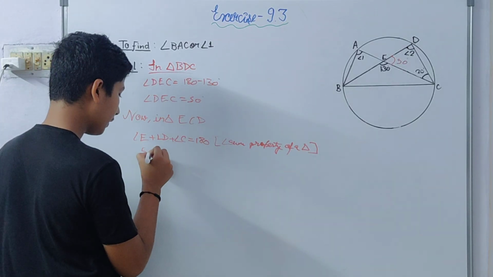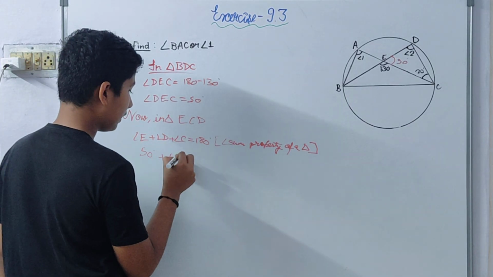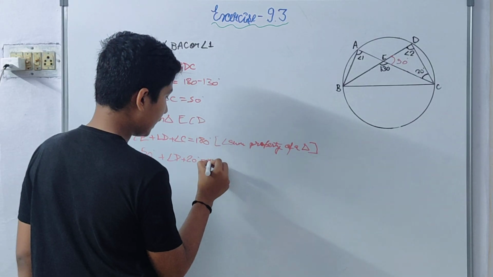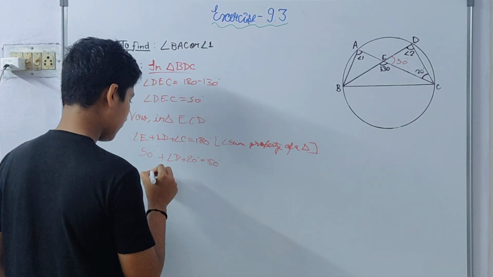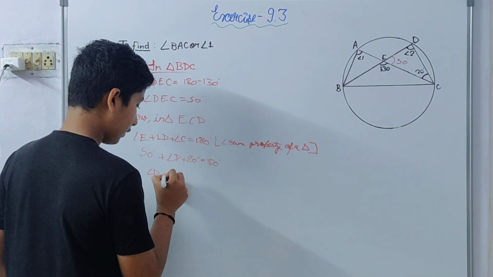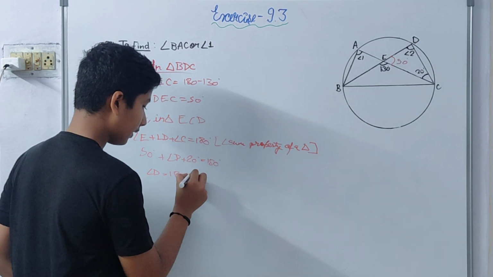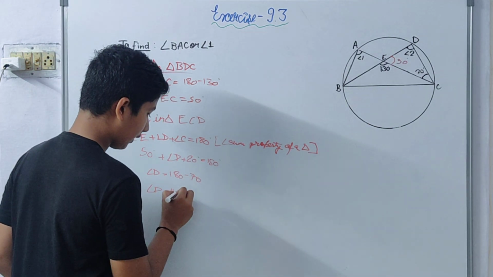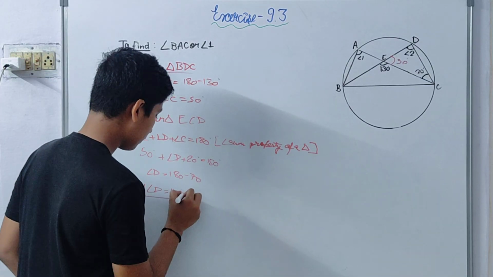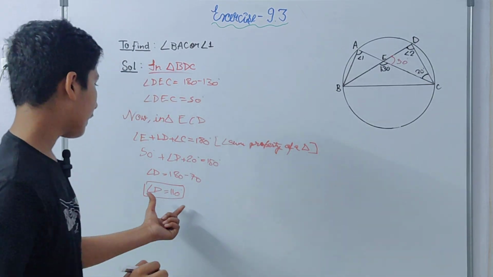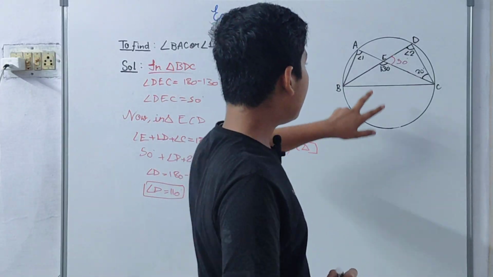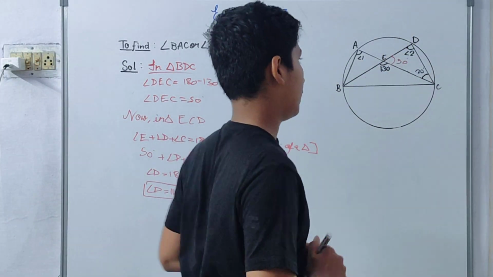Therefore 50 degree plus angle D plus 20 degree equals to 180 degree. Angle D equal to 180 minus 70, which is angle D equal to 110 degree. Okay, angle D is equal to 110 degree. Now we'll prove these two equal.